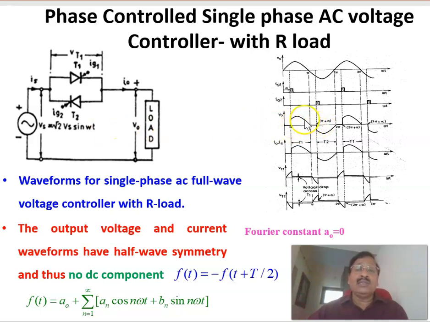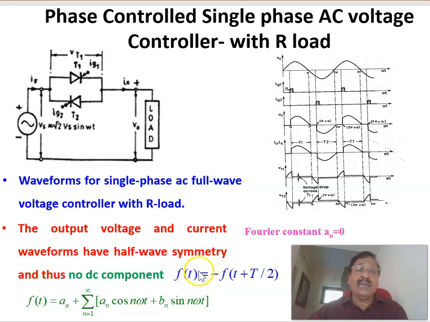We'll be deriving the equation for the RMS value of this output voltage in terms of the firing angle. The output voltage and the current waveforms are the half, because this is the output voltage and this is the output current or load current. And this has got a property, what we call half-wave symmetry.